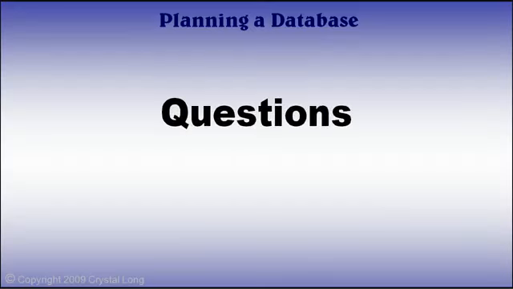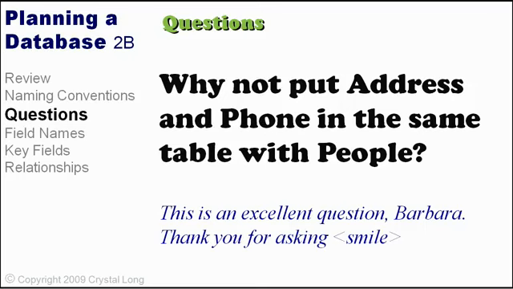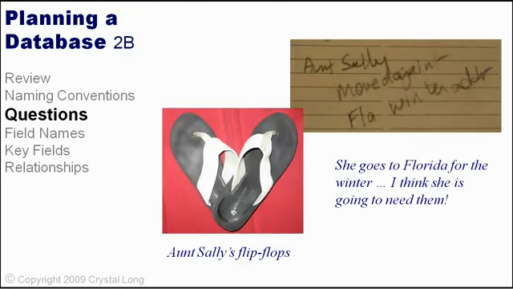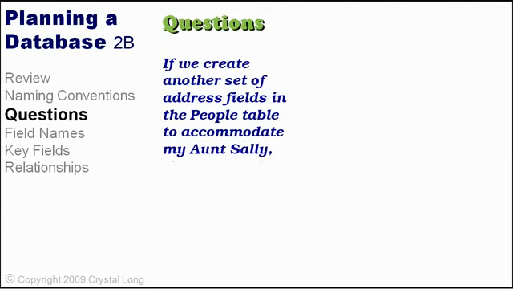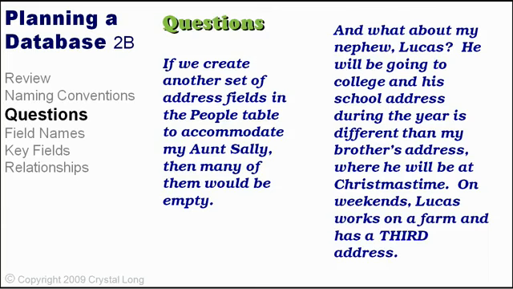Why not put address and phone in the same table with people? Excellent question, Barbara. Let me tell you about my Aunt Sally. I don't have a picture to show you, but here are the flip-flops she left at my house when she visited. Aunt Sally lives in New York, and still does, kind of. A few years ago, she bought a beach house in Florida to have a warm place to go for the winter. So she has two addresses.